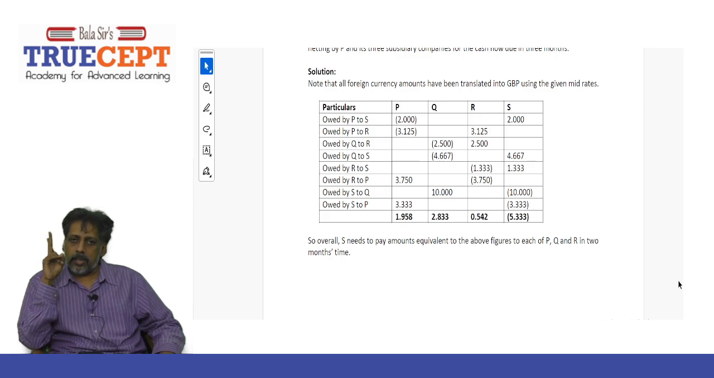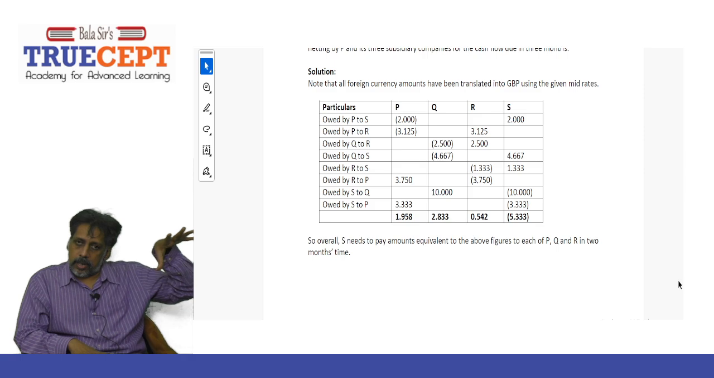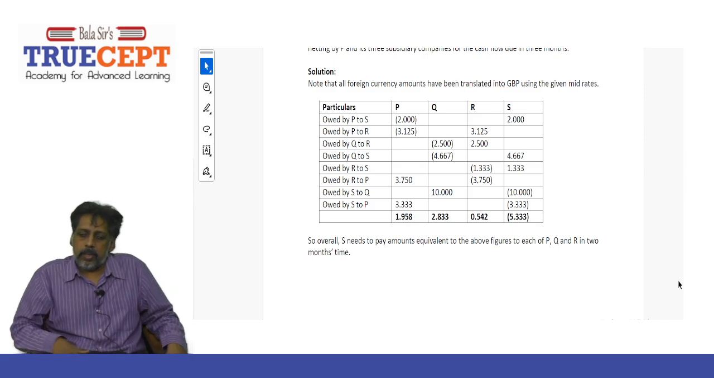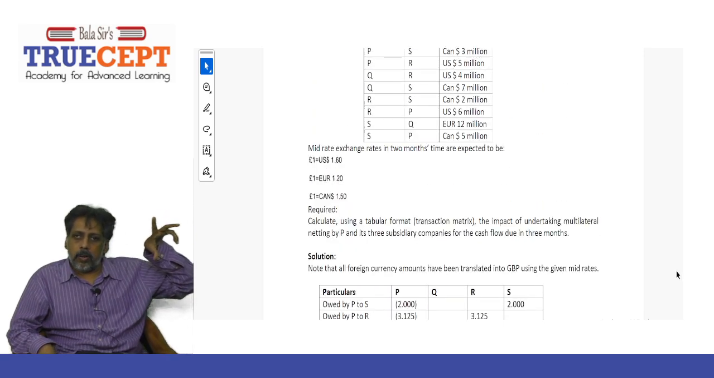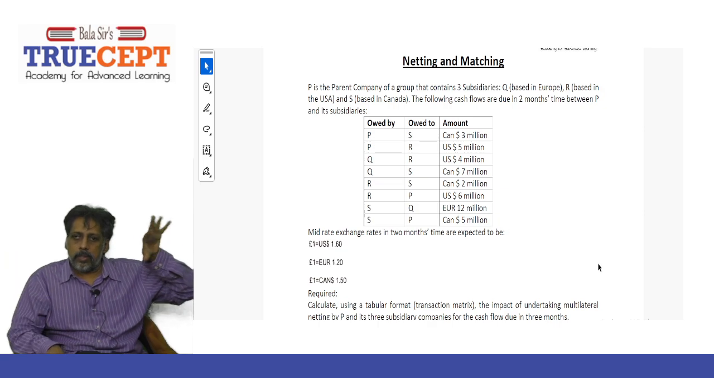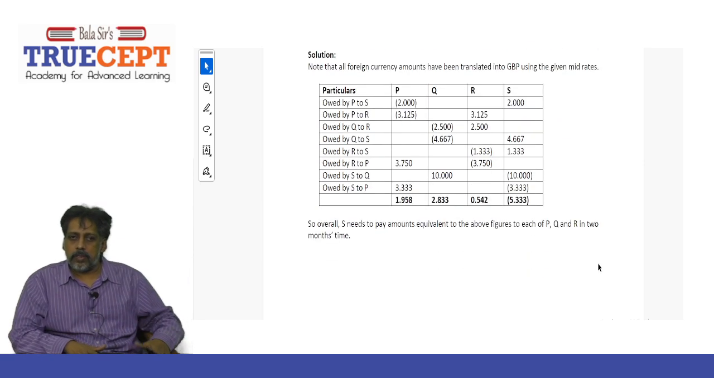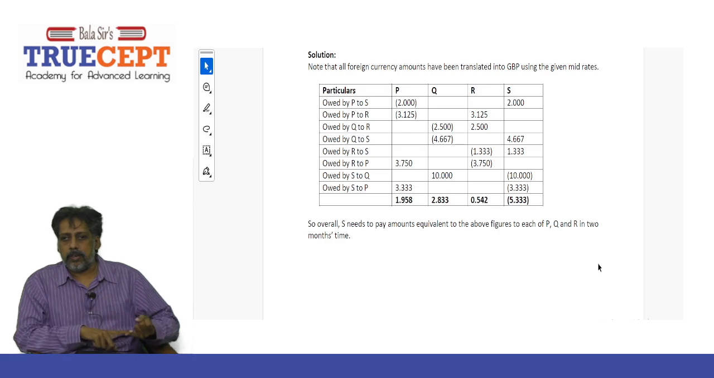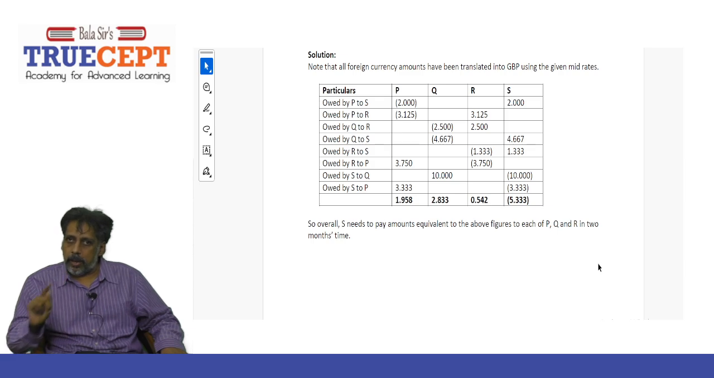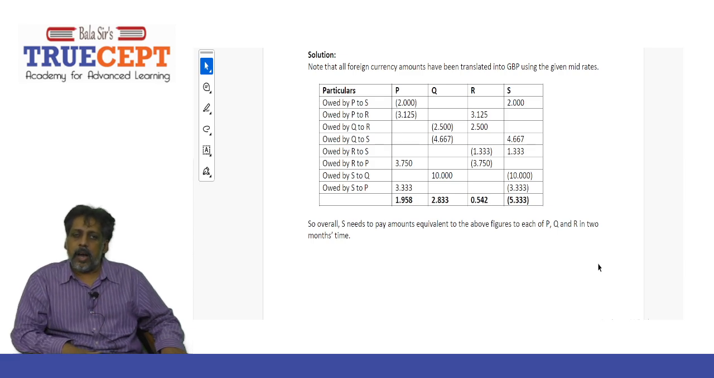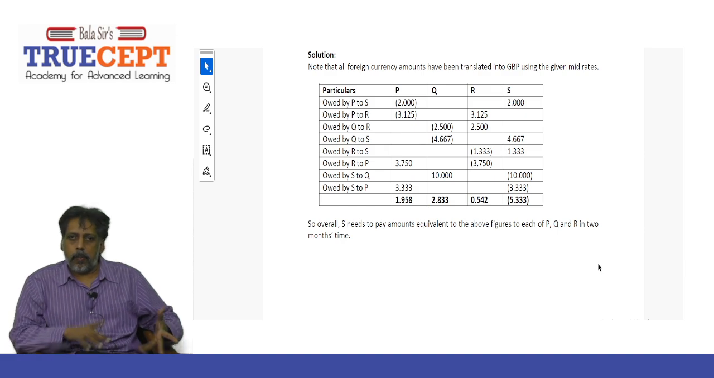Yes, sir. So this 2 million, you convert the Canadian dollars into GBP. It is given in the question, 1.5 Canadian dollars equals 1 pound. So 3 million equals how many pounds? It will be 3 million divided by 1.5, you get 2 million pounds. Under P, it is negative, payable. Under S, it is positive, receivable. Next, owed by P to R.